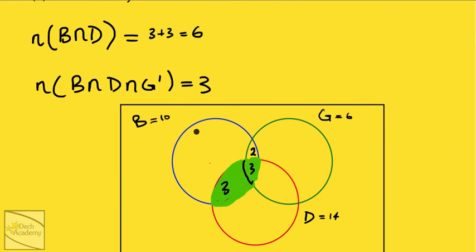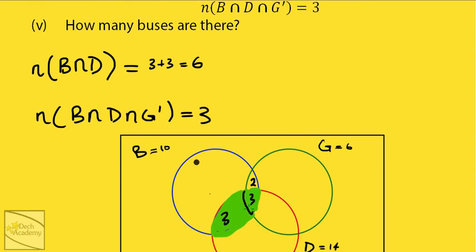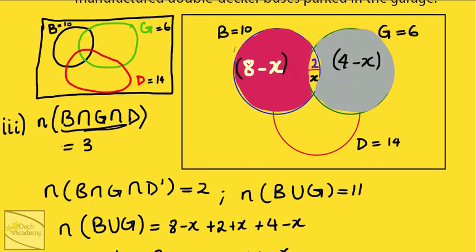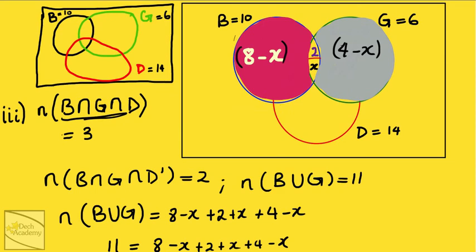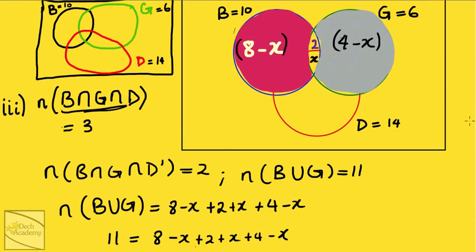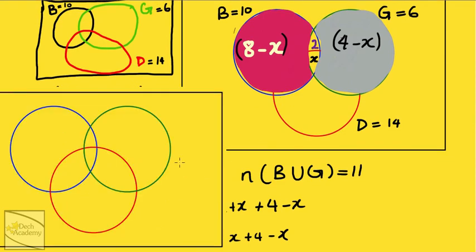It will be helpful to use a new diagram. So just keep this in mind. I'm just going to use a new diagram. I'm going to place that just here. So the first set was a set of blue buses. There were 10. There are 10 members. Second set is buses made in Germany, 6. The final set is the double-decker buses. There are 14.